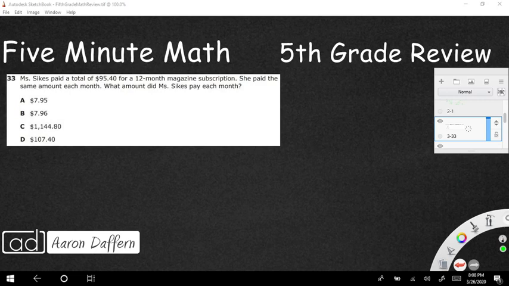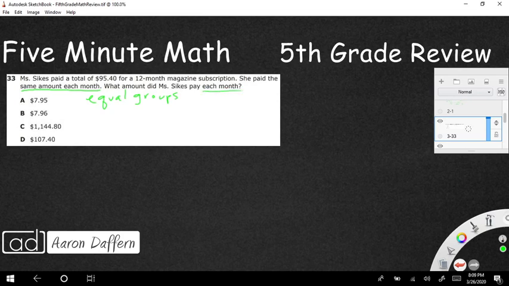Number 33, Miss Sykes paid a total of $95.40 for a 12-month magazine subscription. She paid the same amount each month. That means we have equal groups. What amount did she pay each month?